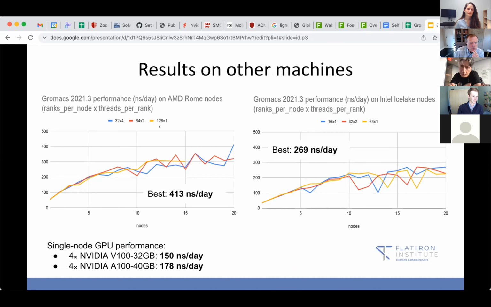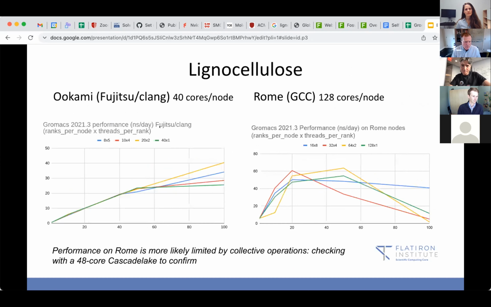And then another interesting test is that NVIDIA have their own implementation and optimizations when you are using a single GPU node. So those are the results when it comes to V100 and A100. This used to give you the best performance, but since they improved since 2021.3, now you can actually get better performance on a ROM node or on an Ice Lake node.